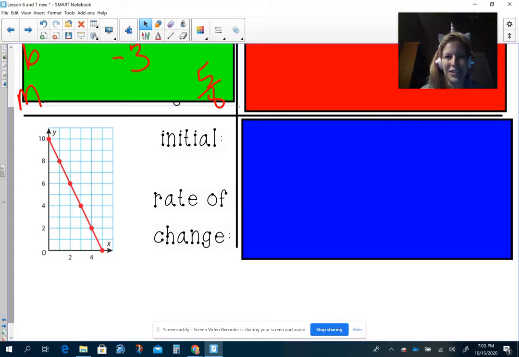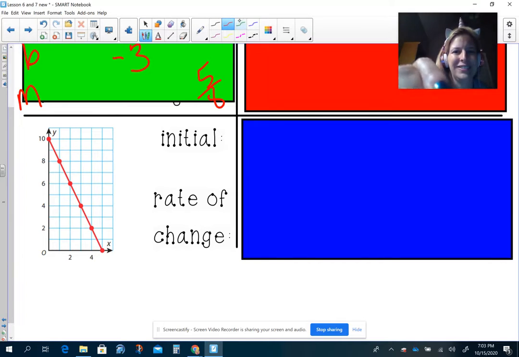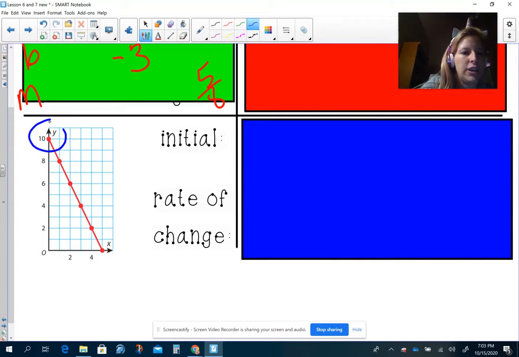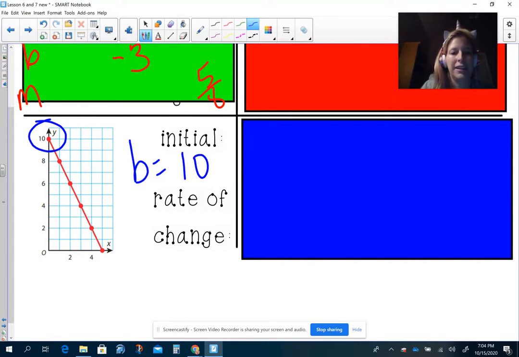Okay, let's see how you did. All right, so did you see that your initial value is where it goes through the y? Your y-intercept was 10. How'd you do? Good, okay. Let's look at the rate of change. The rate of change, which is what we're talking about today, actually, it's going down, isn't it? Do you see how my line is going down?